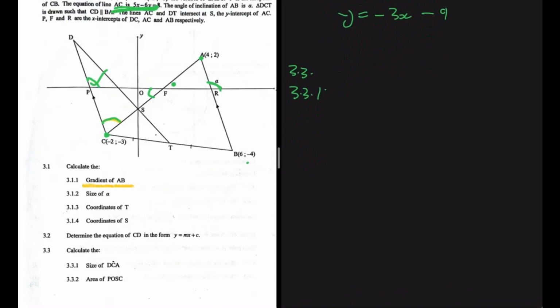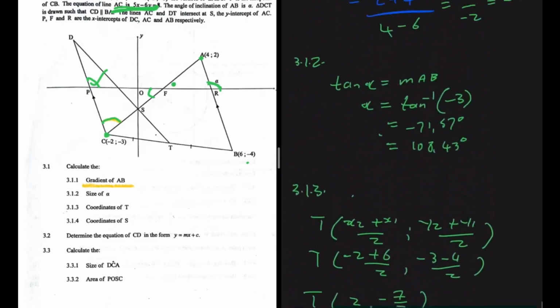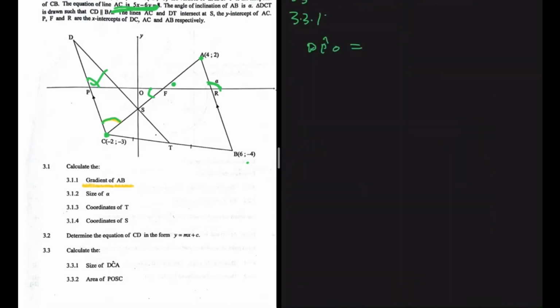We're saying that angle DPO will be equal to this angle here. We calculated it and said it is 108.43 degrees. We need this angle because it will be equal to this angle here, and then we're going to use the exterior angle of a triangle. So let's calculate that angle.